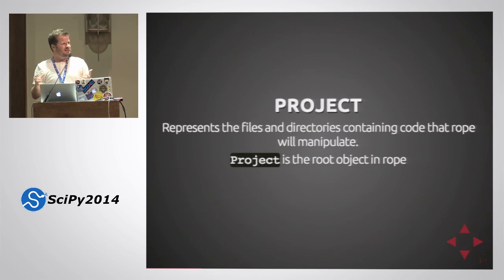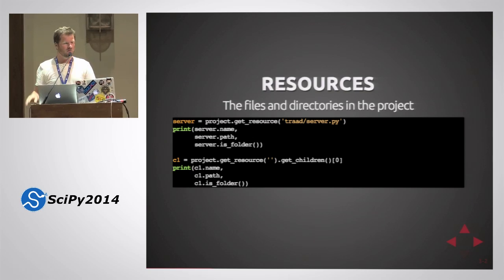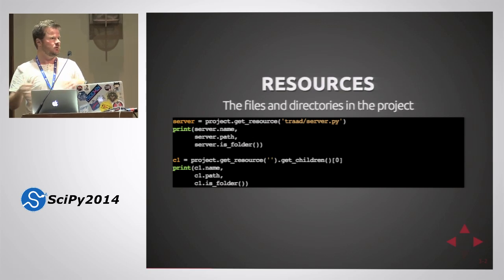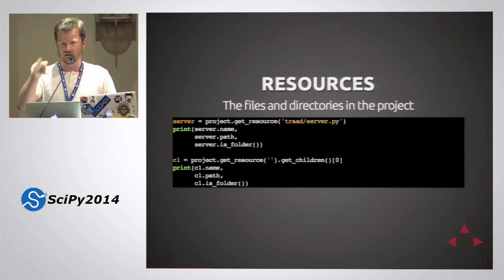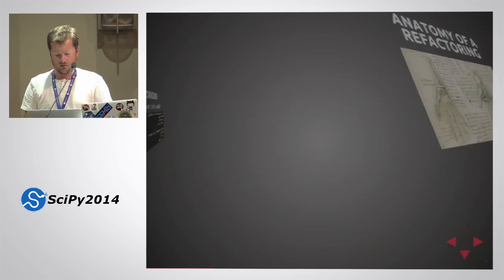The central element in Rope is this notion of a project. You point a project object at a directory, and it looks at the tree and figures out all the things that are in there, and that's what it can work on. It can do the refactorings on the things in that tree. Another key element is a thing called a resource. A resource is effectively just a directory or a file. So when you have a project, it is essentially managing a bunch of children, which are themselves resources. And you can ask about their names and their paths and that kind of stuff, and you can very easily iterate over all the children in a project.